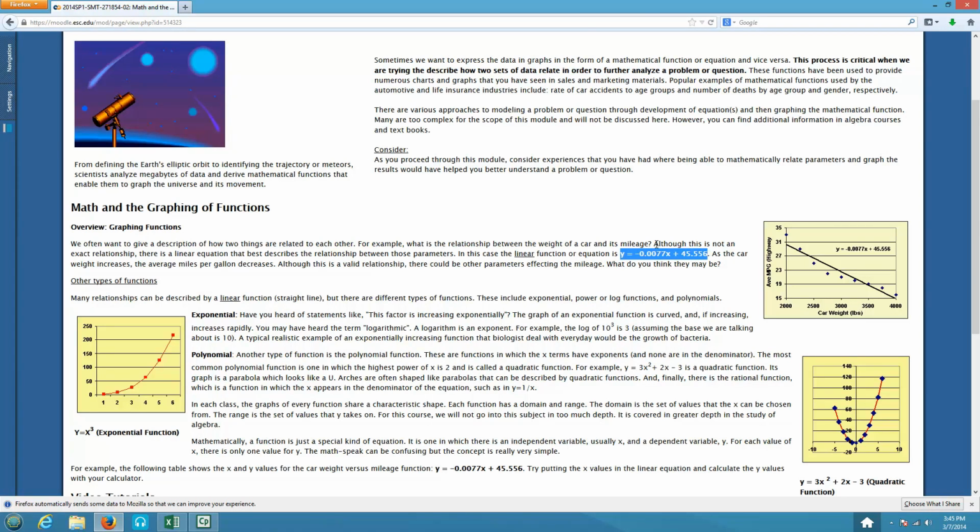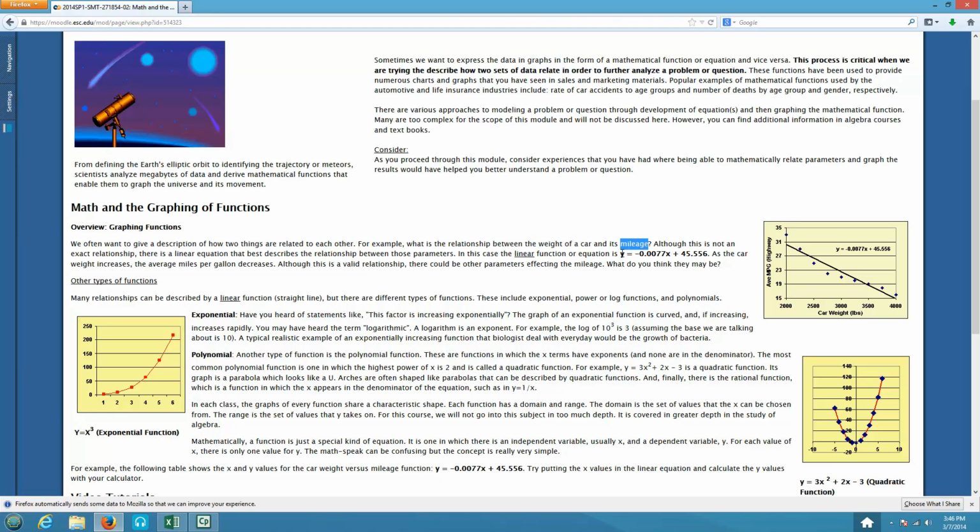So I'm going to go back to the previous sentence. Although this is not an exact relationship, there is a linear equation that best describes the relationship between those parameters. Let's go back a little bit more. What is the relationship between the weight of a car and its mileage? Here we go. This is a typo, by the way. I didn't write this up. It should say gas mileage, I'm sure. So the relationship between the weight of a car and its gas mileage.